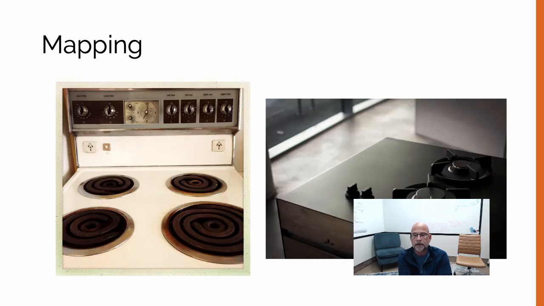A final one, one of the final ones, is mapping. And you can see a problem in this particular stove here. This is a common illustration in all your engineering courses and so forth. In this particular case, it's really difficult to determine which one of these burners goes to which one of these dials. Here's an even worse situation where it's hard to determine which one of these burners goes to which one of these dials. That's an example of bad mapping.